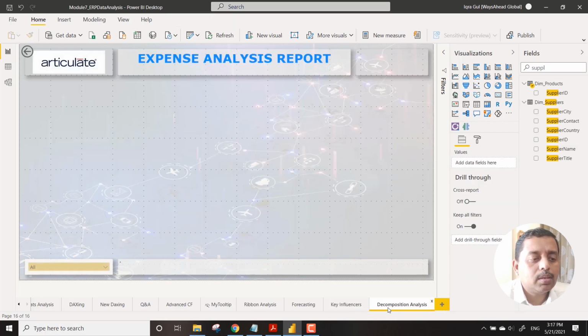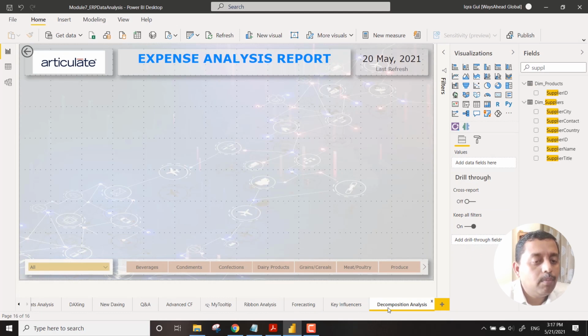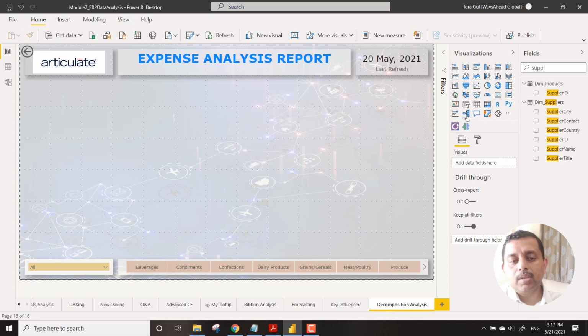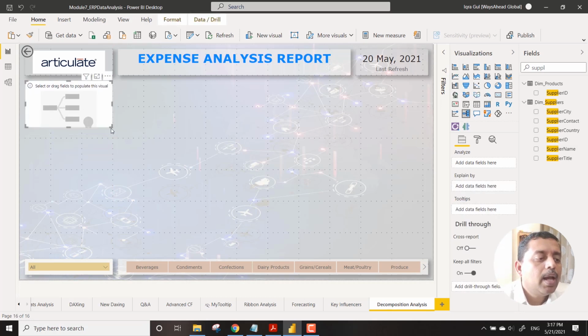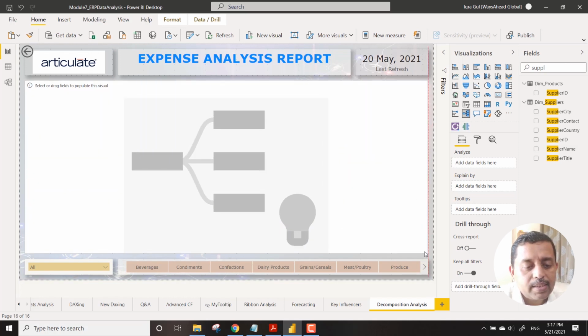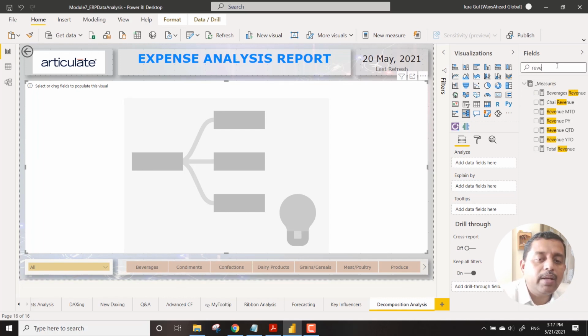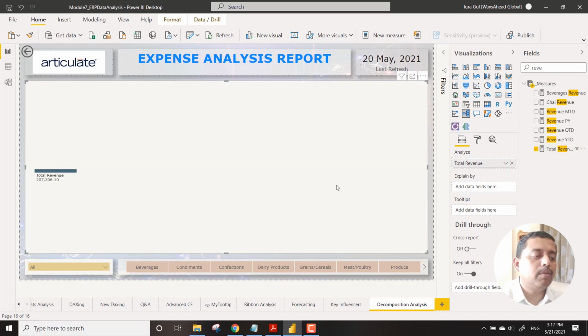Now comes again an important section, which is the decomposition analysis. It goes hand in hand with the key influences, and believe me, both of them take similar kinds of inputs. So here also you need to say what to analyze. I say analyze my revenue, so the revenue comes over here.